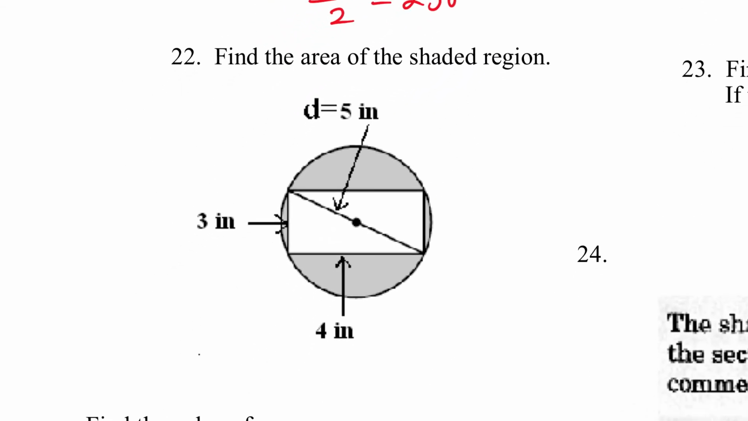Okay, number 22. Just in general, how are you going to find the area of the shaded region? You're going to use pi r squared to find the area of the circle. Then what are you going to do? Find the area of the rectangle and then do what? Subtract them. Okay? All right.